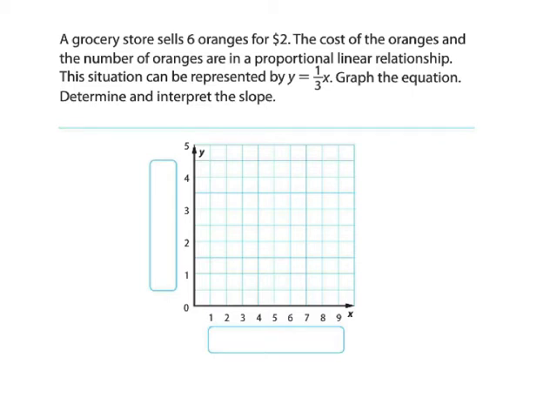A grocery store sells 6 oranges for $2. The cost of oranges and the number of oranges are a proportional linear relationship. This situation can be represented by y equals 1/3 x. I'm going to graph the equation and determine and interpret the slope. So we have oranges and cost. Our oranges are 6 for $2.